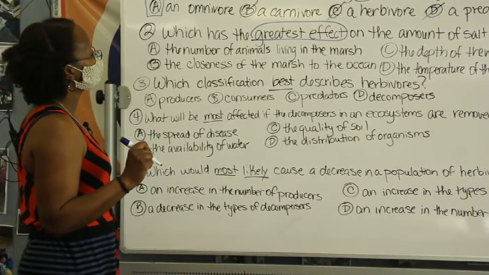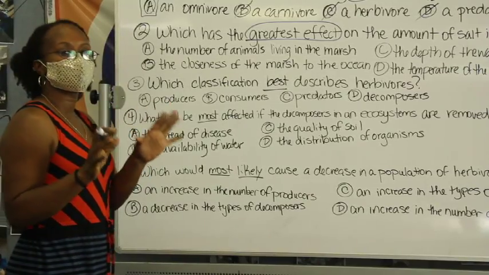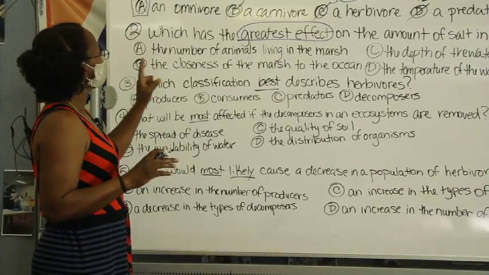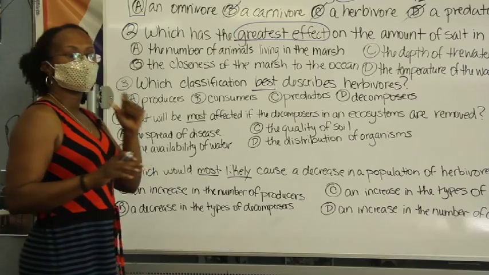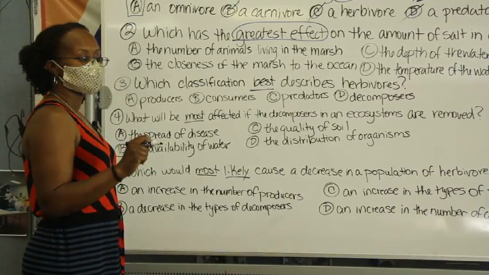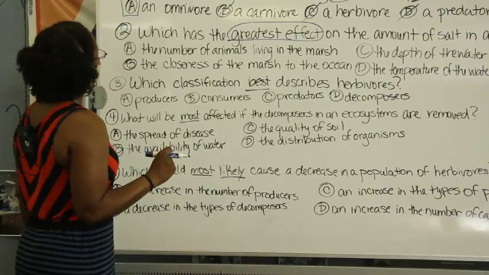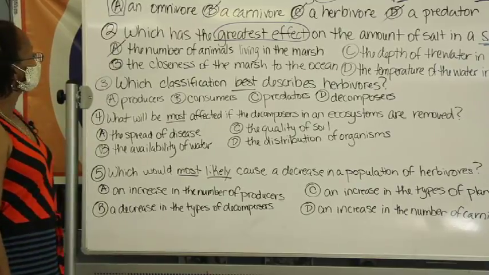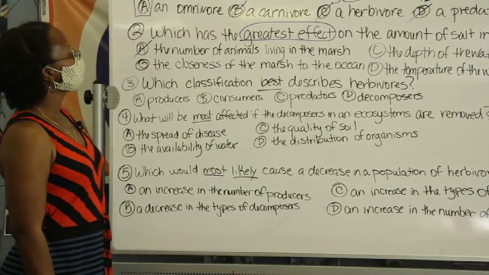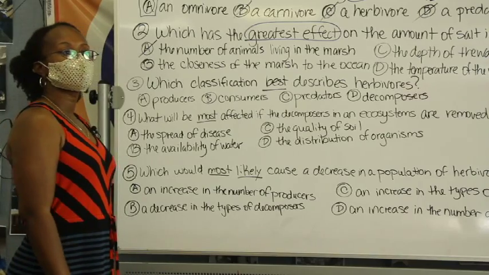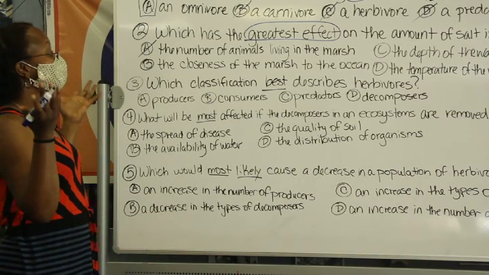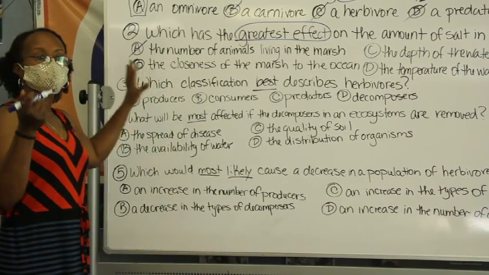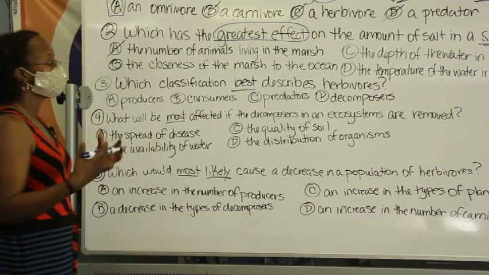Now, we have to figure out what is going to give the greatest effect on the salt of this marsh, okay? So, A, the number of animals living in the marsh. Do the number of animals affect the salt content? I would say no, okay? B, the closeness of the marsh to the ocean. It could be that if you have a body of salt water, it could possibly be that. So let's just leave it. The closer it is, the more salt water there can be.